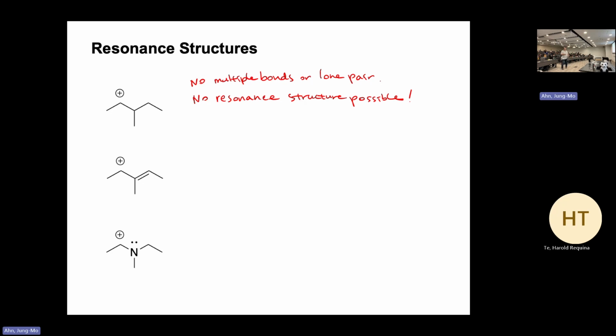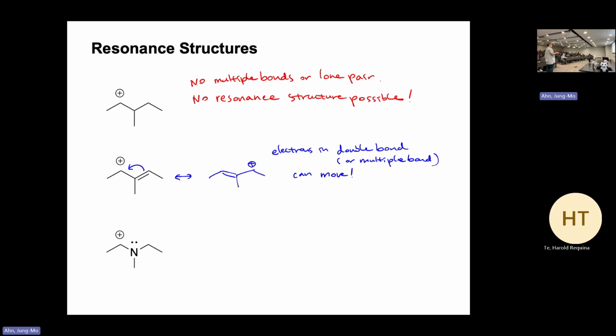What about the next one? Can we draw the resonance structure on that? It's kind of the same structure. We got the positive charge carbon right here, and the double bond here. So double bond means that there's an electron to move, and in the adjacent carbon, you got the electron deficiency. So this is the one that we showed before.